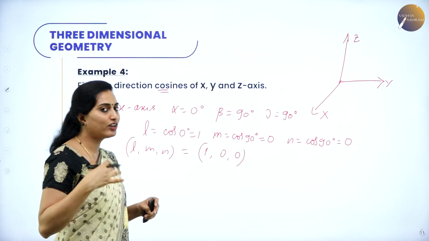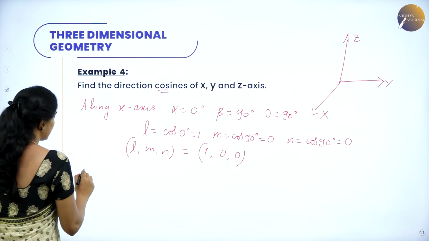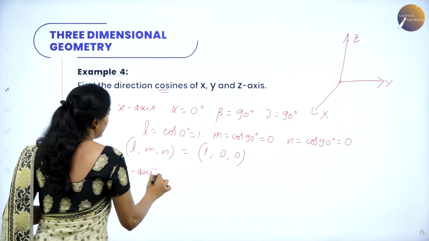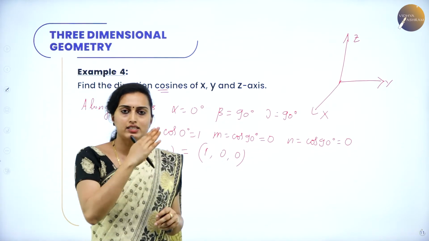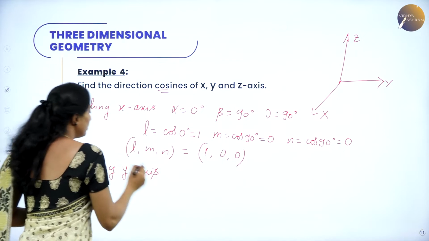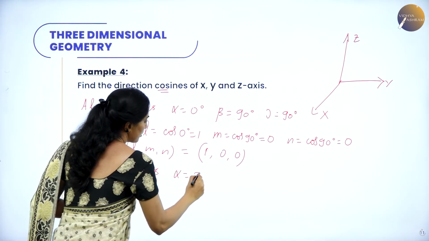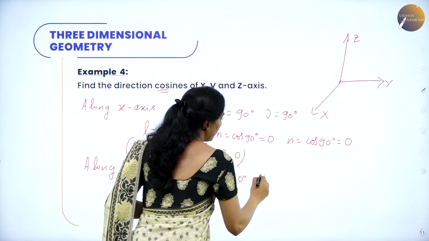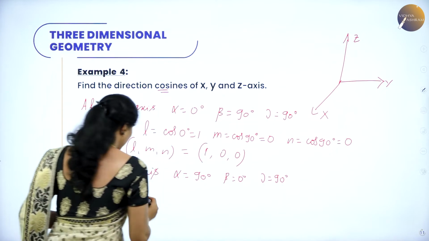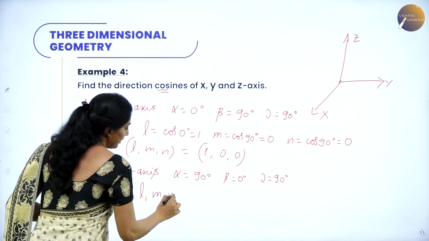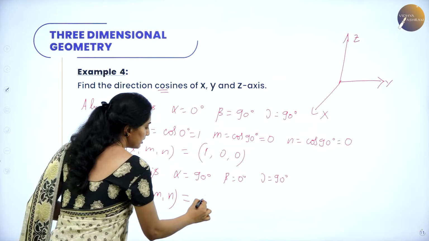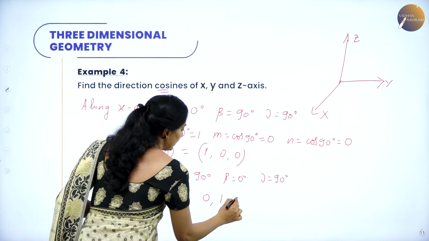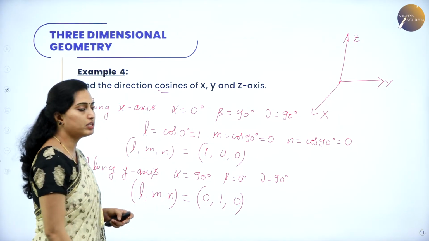Similarly, can you guess for along the y-axis? Along the y-axis, simple. Alpha, beta and gamma: x and z are perpendicular to the y-axis. So you are having alpha equal to 90 degrees, beta equal to 0 degree and gamma equal to 90 degrees. Therefore, you can write L, M and N as cos 90 degrees is 0, cos 0 degree is 1, cos 90 degrees again is 0: 0, 1, 0.